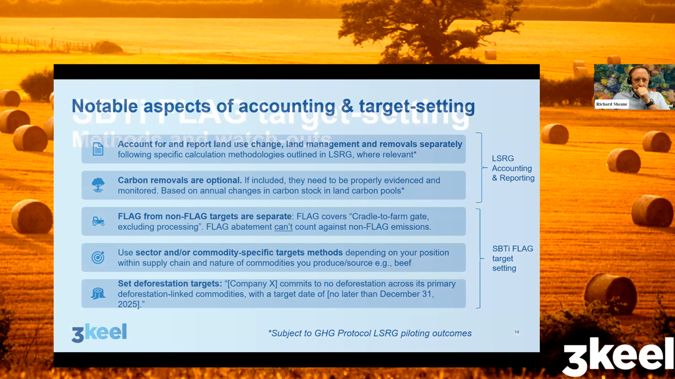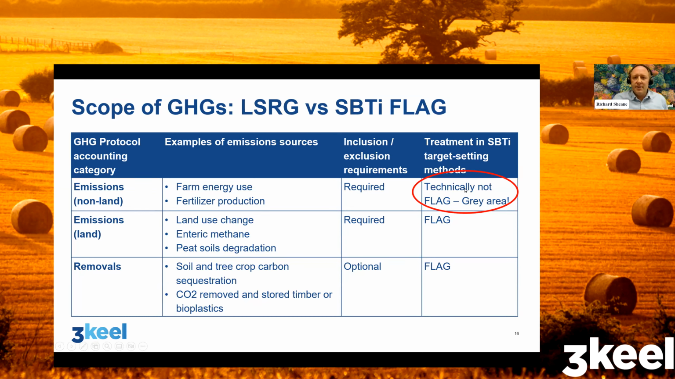However, they've said that you can include some non-land emissions within your FLAG targets, and the reason is one of practicality, really: a lot of people will be using data and tools that have those sources of emissions embedded in them already. The common ones would be farm machinery usage and fertilizer production. So rather than mandate that people strip out everything and get the boundaries perfectly aligned, they are allowing you to include some of these non-land emissions in FLAG targets. So that's just something to bear in mind.